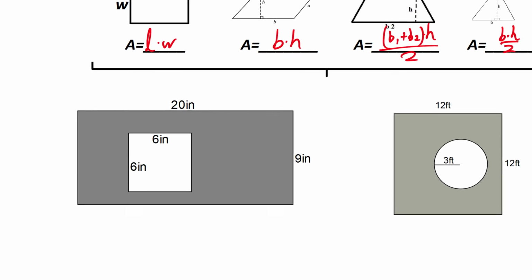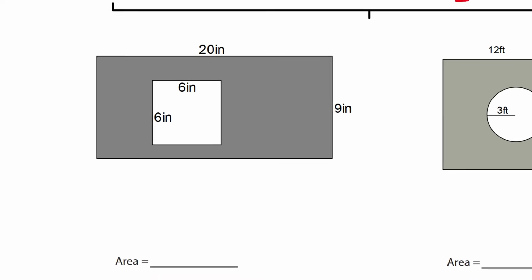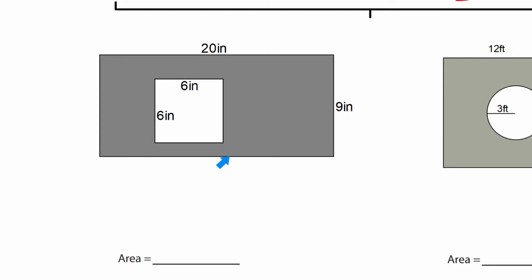Okay, so what we're doing is we want to find the area of the shaded part of this. So in general, what do you think we're going to do to find the area of the shaded part? Okay, good. So what we're going to do is find the area of the overall shape, and then take out the part that's cut out of it. So the first thing I want to do is find the area of this whole shape.